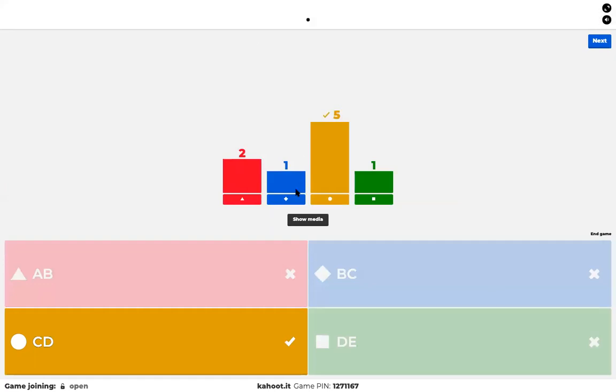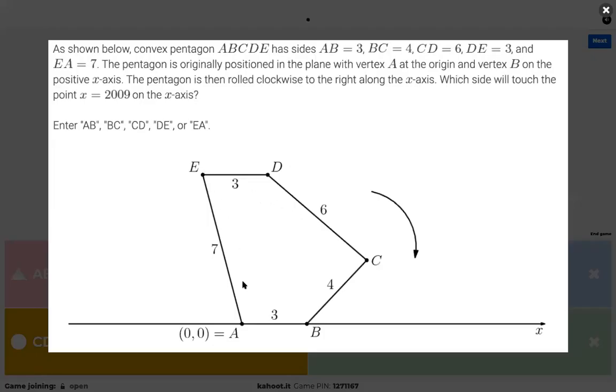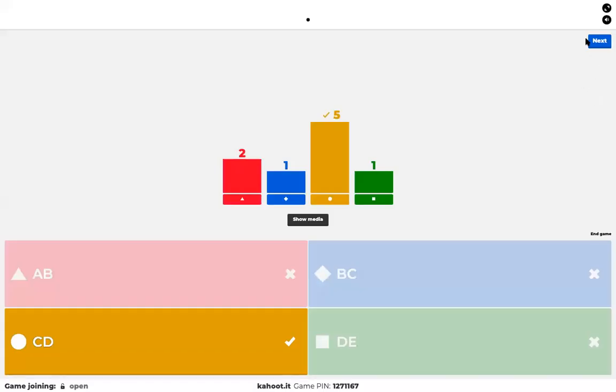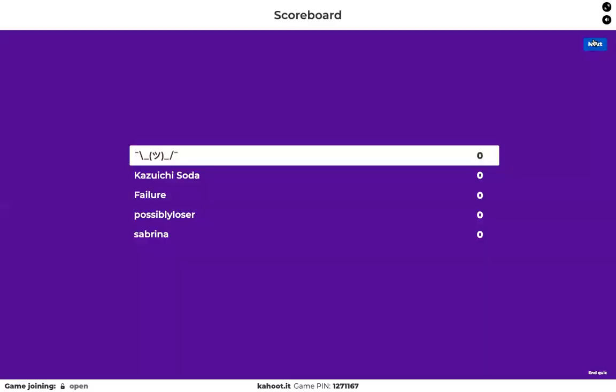All right, nice. All right, so we're just rolling the pentagon around. So we add all these numbers up and see what the remainder is when we divide 2009 by it. And it turns out that it lands on the CD side. So nothing too complicated about this one.